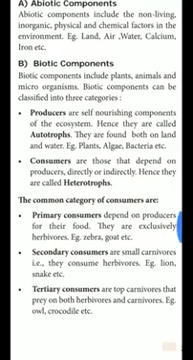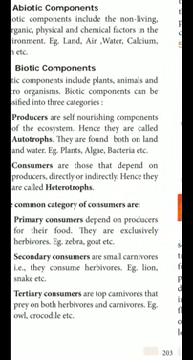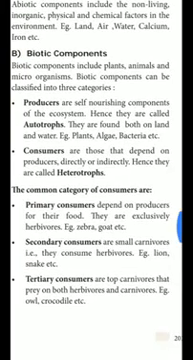Primary consumers depend on producers for their food. They are exclusively herbivorous; they only eat plants. Plant-eating animals are called primary consumers. Examples: zebra, goat, etc.